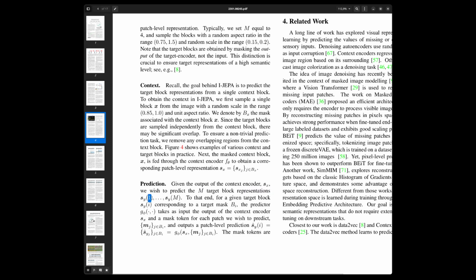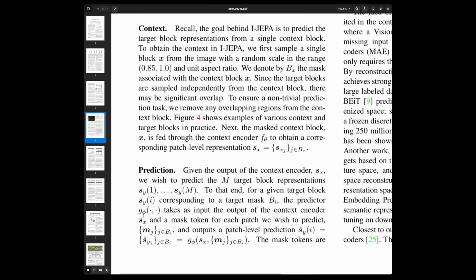s_y1. Okay, so these are all the target blocks, right? Yeah, they pick 4 blocks. M is set to 4. Okay. To that end, for a given target block x_yi corresponding to a target mask B_i, the predictor g phi, right?